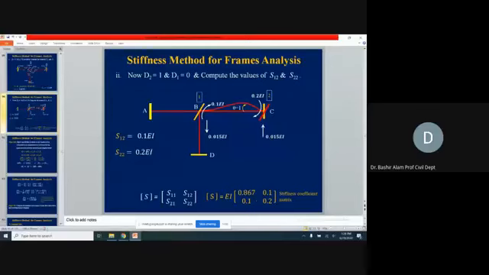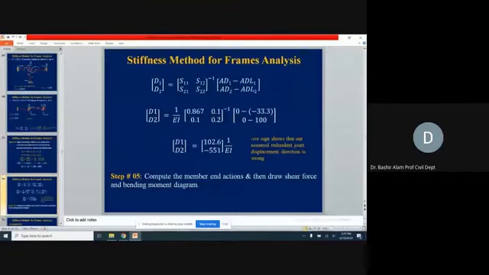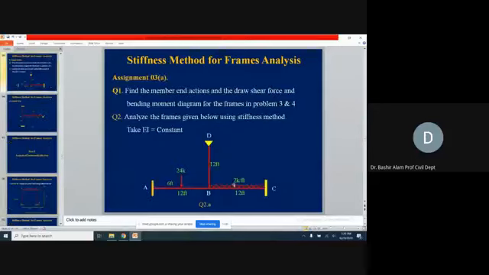Now, coming to the equilibrium equation, still we have the same equilibrium equation we are using. Now we put the values in the equilibrium equation and solve for the unknown joint displacement. So the joint displacements we found. Next, we compute the member end actions and draw the shear force diagram, which is a routine method now. So you should be able to do these things.